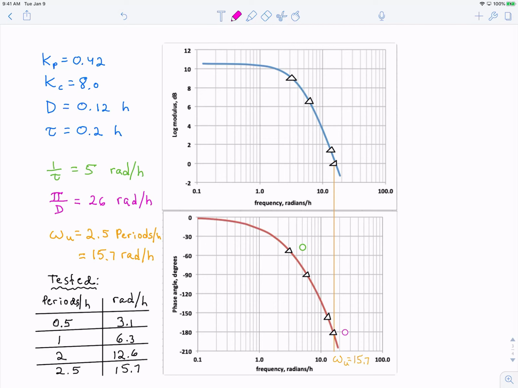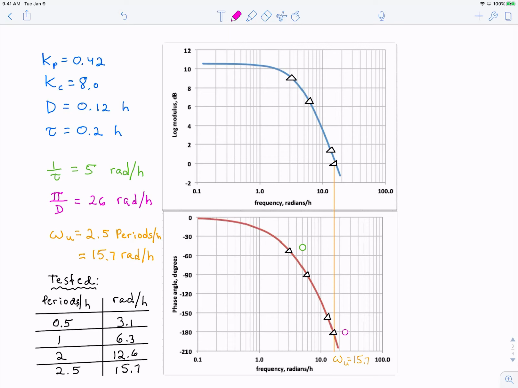These Bode plots have been prepared for a system with the parameters in blue. They are the first order lag with dead time representation of the process system we just simulated. First, a reminder of what we are looking at. The top curve is the log modulus plot. It's 20 times the base 10 logarithm of the product between the process gain and the controller gain, adjusted for the attenuation caused by a first order lag.